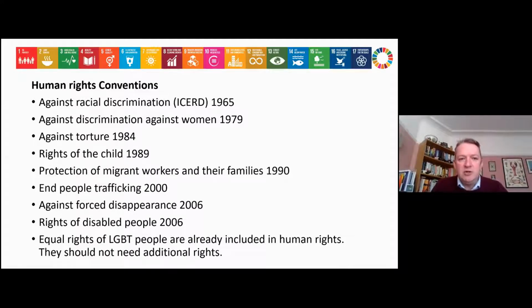Conventions against discrimination against women, against torture, to protect children's rights, to protect migrant workers and their families, to end the trafficking of people, against forced disappearance, the rights of disabled people. And the last one at the bottom here is to do with LGBT people, who shouldn't need a separate set of rights because their rights are already guaranteed in all conventions. But unfortunately, as we know, many of these groups continue to be discriminated against. So these conventions, in a way, haven't worked.